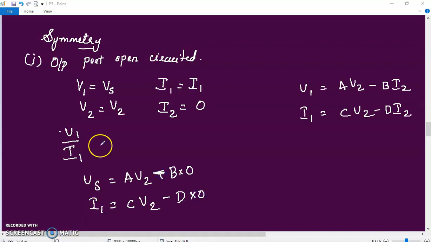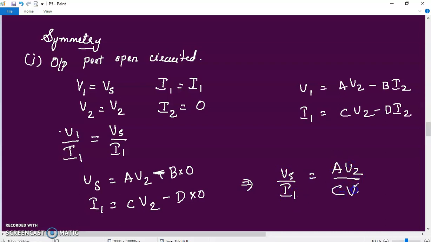So here we have to find V1 by I1. V1 by I1 means Vs by I1. Here we have Vs equal to A into V2 and I1 equal to C into V2. So Vs by I1 is equal to A into V2 by C into V2, which is equal to A by C. So now we have got the voltage to current ratio at the input port with the output port open circuited.